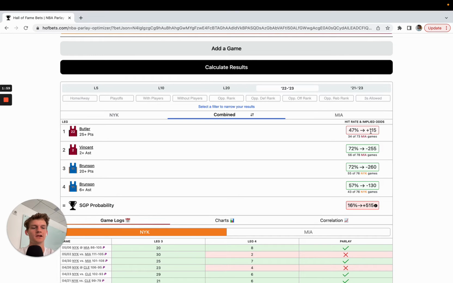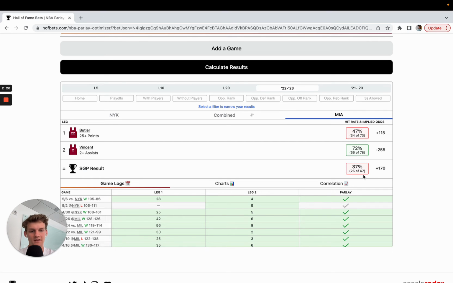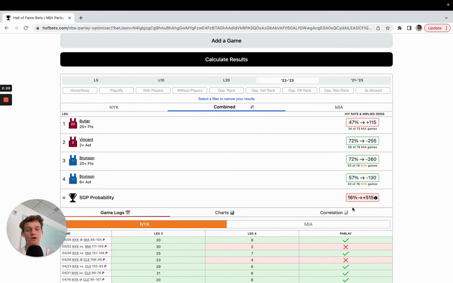And so Butler's sitting at plus 115, but obviously we know based on recent performances, that's probably not the odds that you're going to be getting from the sportsbooks. Vincent's hit in 72% of games, Brunson 72, and Brunson assists 57. And combined, where we've taken these two legs and checked the games in which they've hit together, a combined 37%. Then we've gone over to New York, where they've had a combined 43, and together that means 16%. So from the outset, it doesn't look like a very good parlay, especially when I have this pulled up on FanDuel right now, and they're offering plus 190 odds.